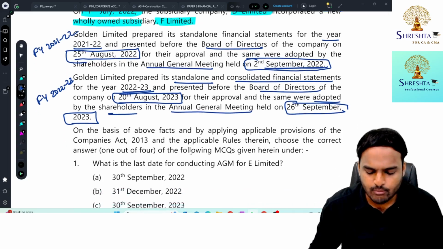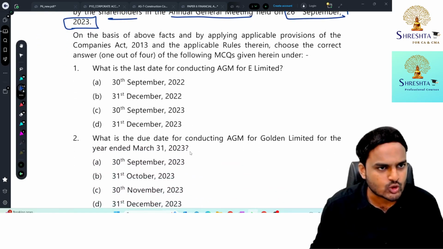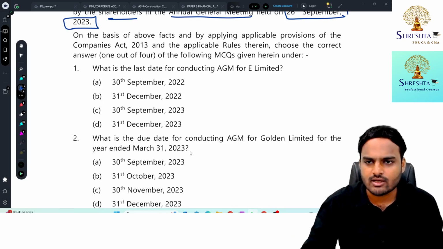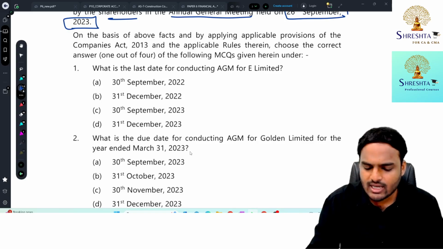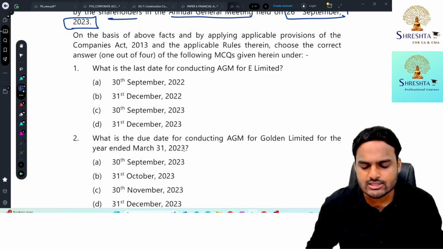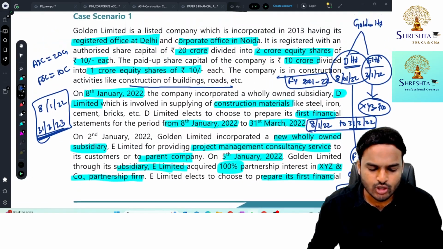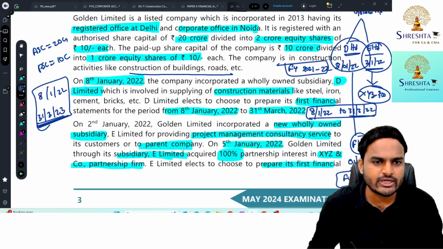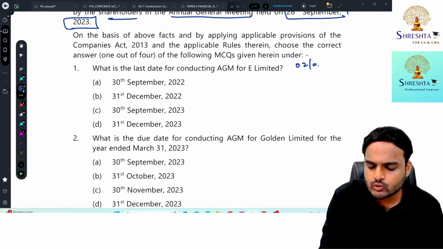On the basis of the above facts and by applying the applicable provisions of Companies Act 2013 and the applicable rules therein, choose the correct answer of the following MCQs. The first one, what is the last date for conducting AGM of E Limited? E Limited's date of incorporation is 2nd January 2022.